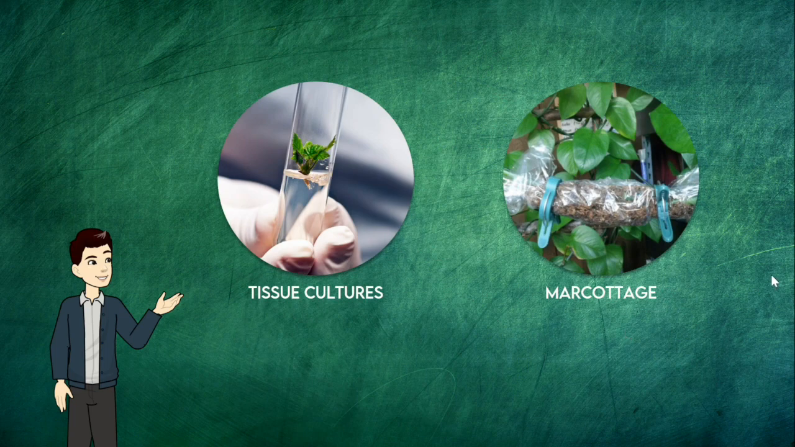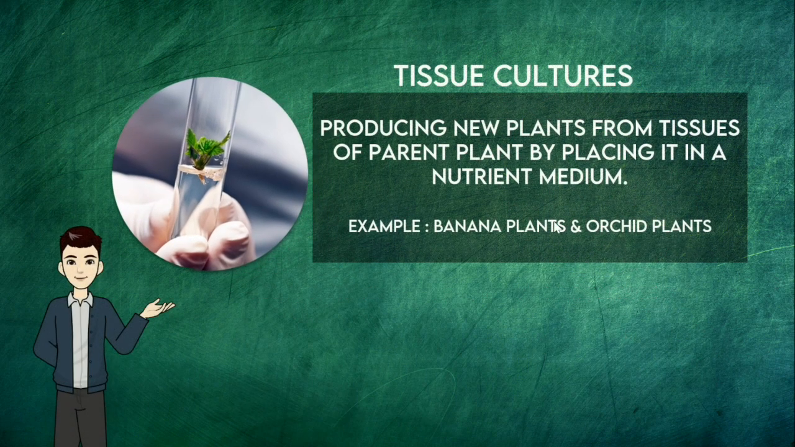Okay, let's see what is tissue cultures. Tissue cultures enable us to produce new plants from tissues of parent plants by placing it in a nutrient medium. For example, banana plants and orchid plants.